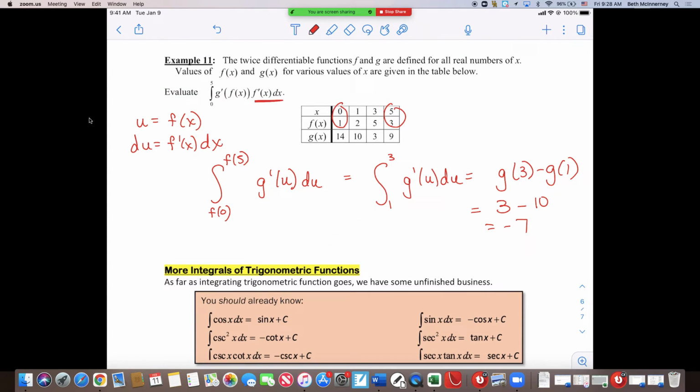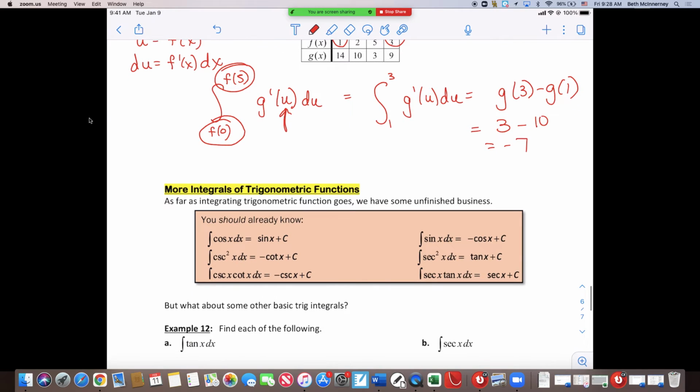Say that again. No, because we have the f prime of x dx. So I let u, do you see I replaced that? Yeah. And then I took care of it by doing f of 0 to f of 5. Yeah. Okay.